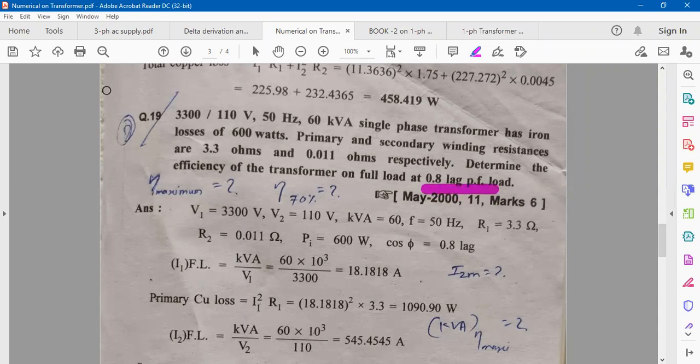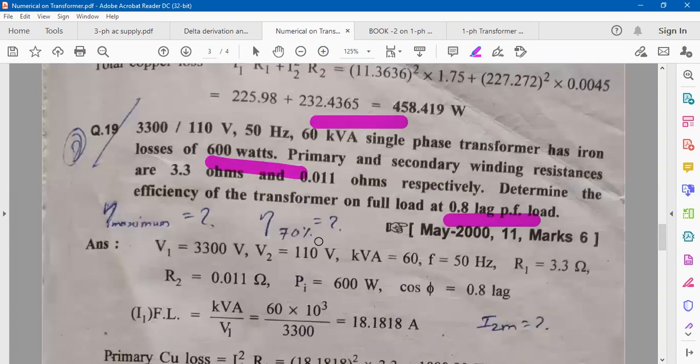Cos phi is given. Full load kVA rating is given, 60 kVA. What else? Iron loss is also given, 600 watt. Copper loss is not directly given. So how can we calculate the copper loss here? Can anyone tell? How to calculate the full load copper loss? Can anyone tell here?